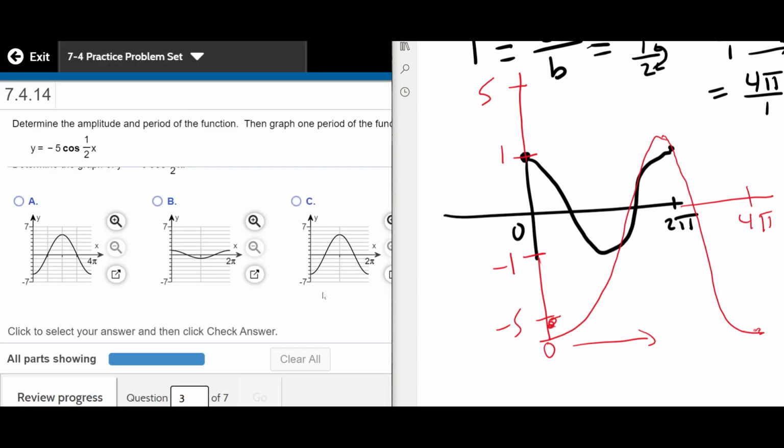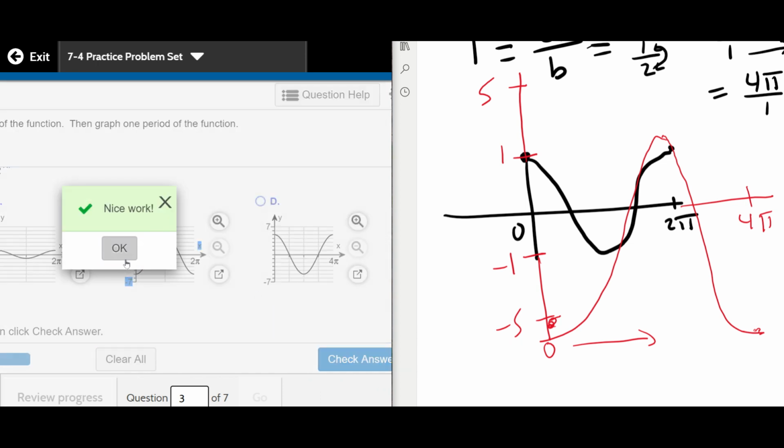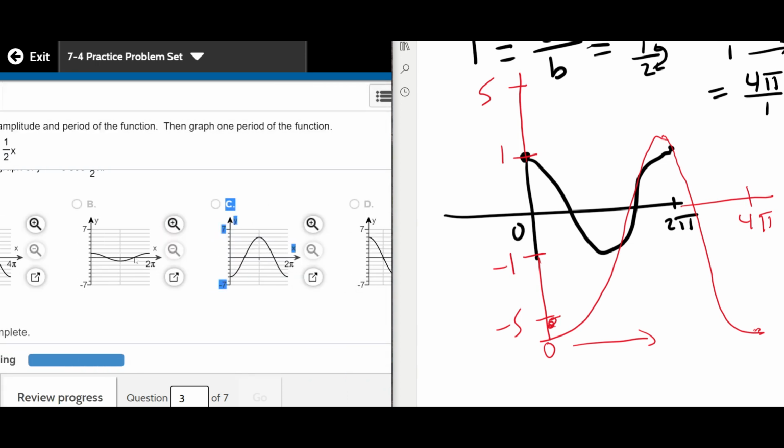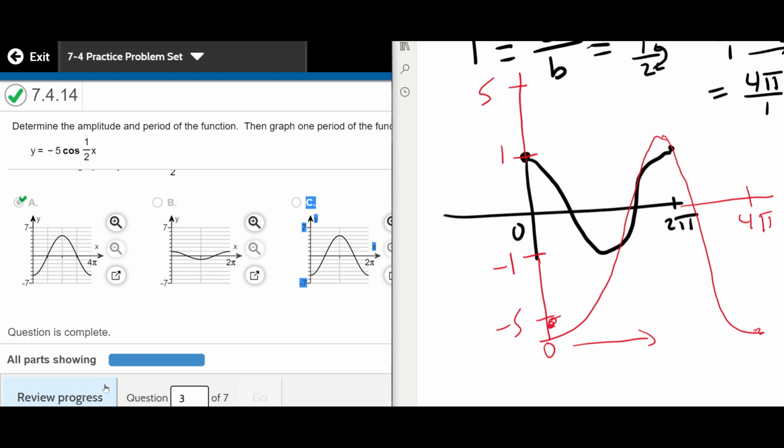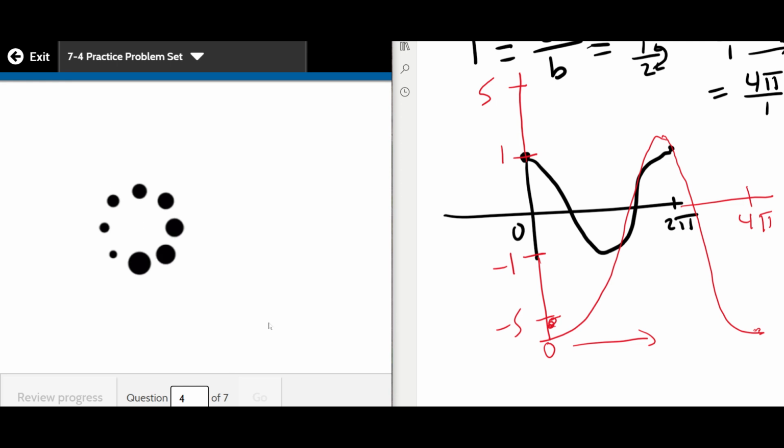So let's go down to the problem. So it ends at 4 pi, it's very stretched, so it looks like it's A. All right, so we're going to enter. All right, and that's one period of the function. All right, look at the next problem.